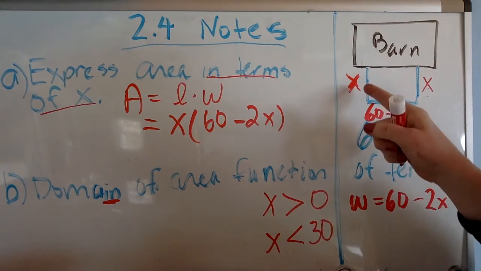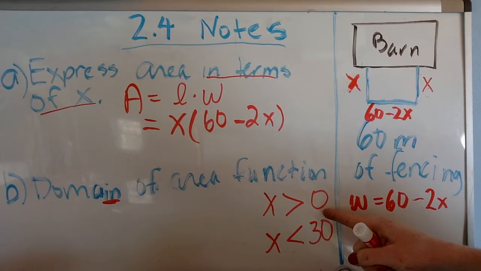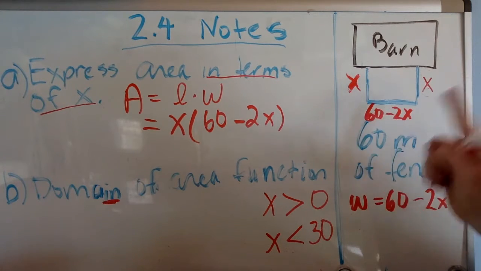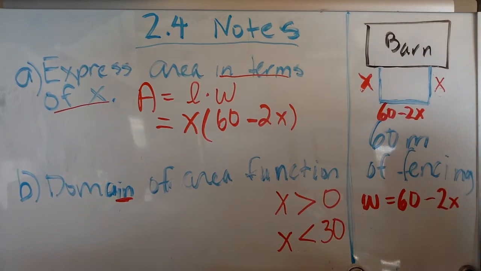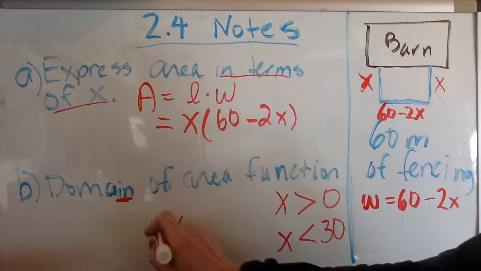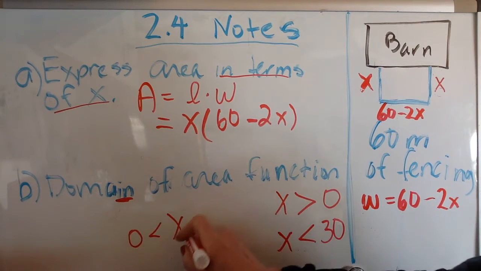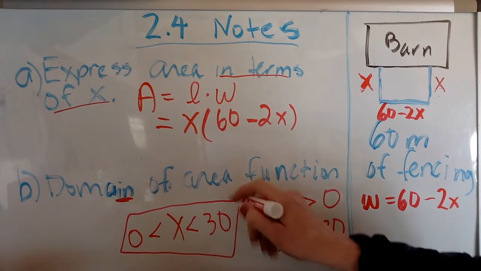So I know that my length here has to be more than 0, and it can't be 30 or anything more than 30. So that means that the values of x have to be in between 0 and 30. They cannot equal 0 or 30 though. So that's the domain, what I can use for x.